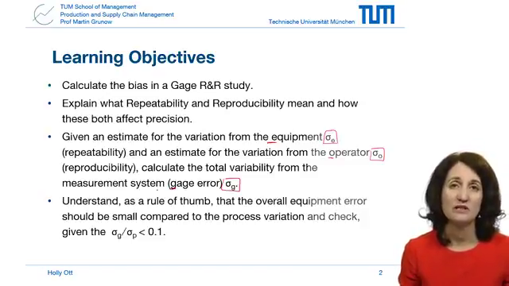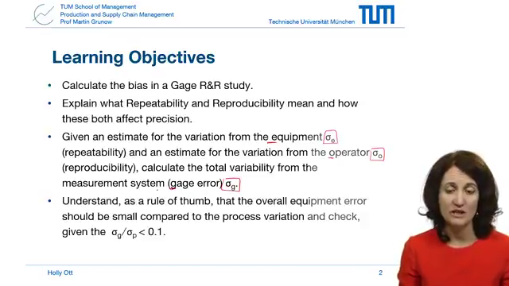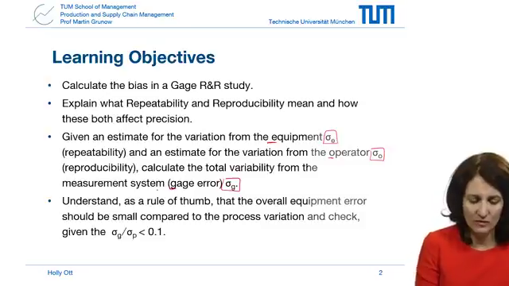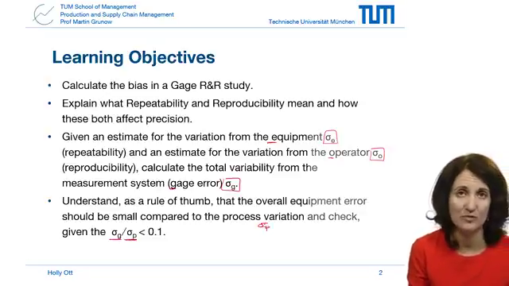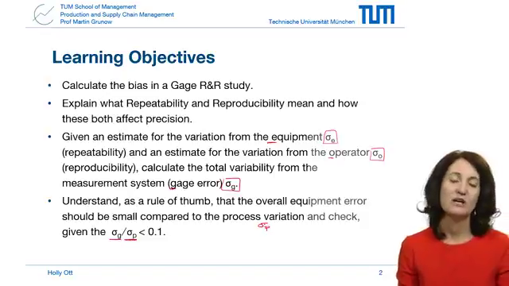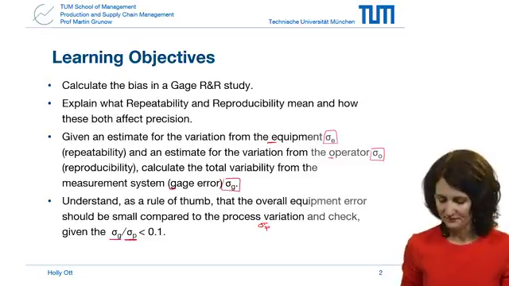We also want to understand as a rule of thumb that the overall equipment error should be small compared to the process variation, and check then that the overall error, sigma G, is also small compared to the overall process variation, sigma P, or less than 10%. We also have a short example for linearity.